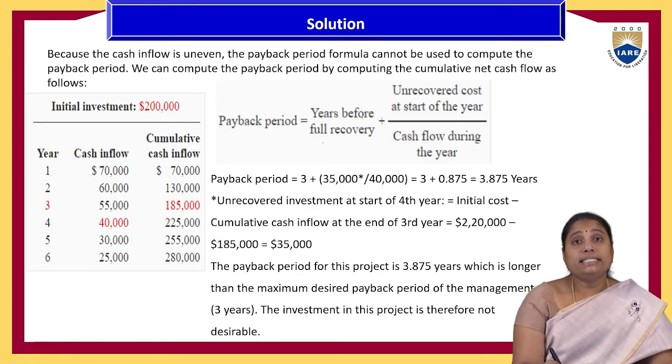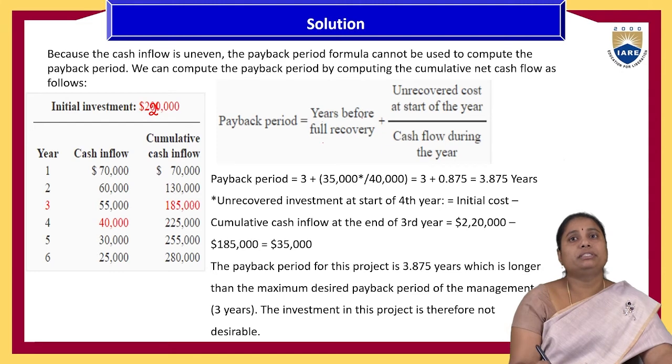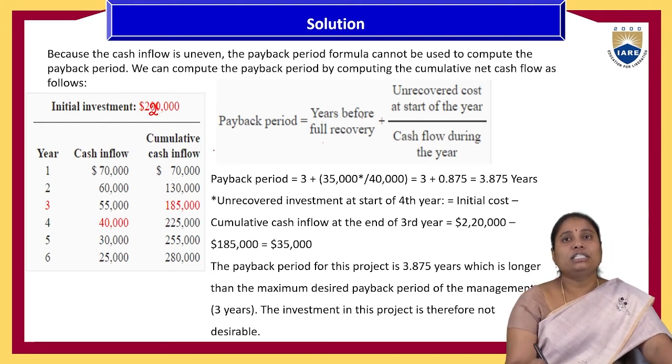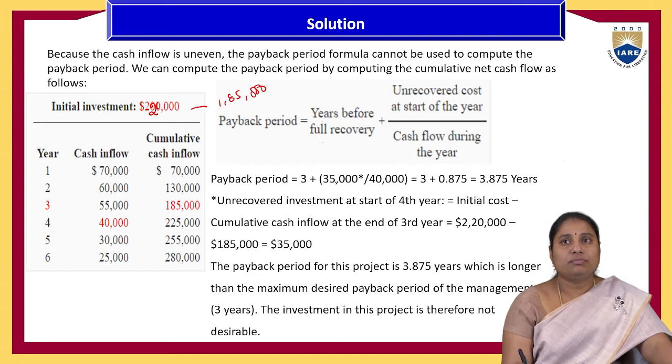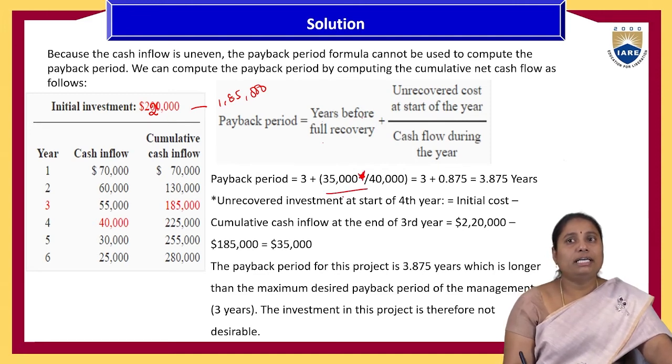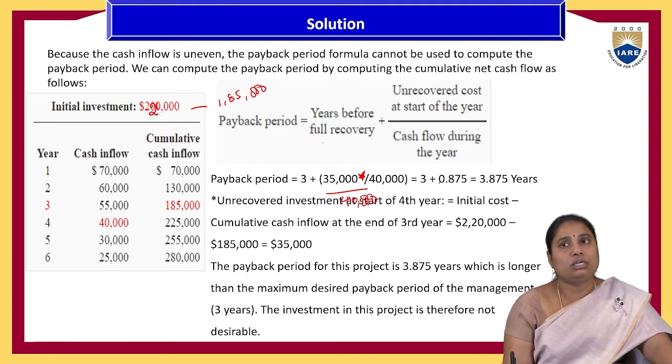I'm so sorry. Here, for this problem, it is 2,20,000 is the investment. So 2,20,000 minus 1,85,000 means 15 plus 20, 35,000. This 35,000 is divided by the 40,000 they get that year.